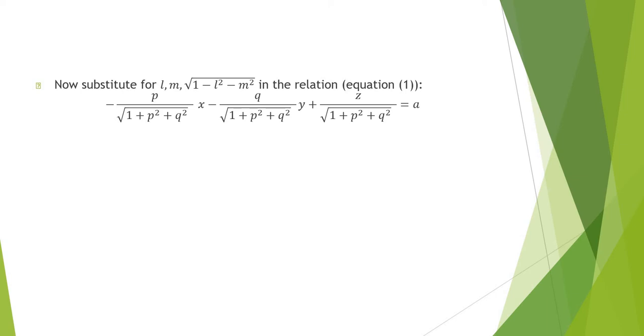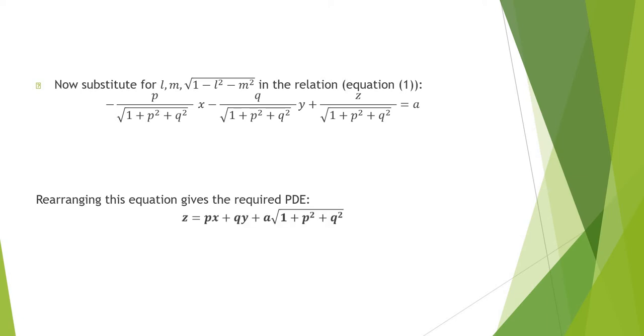Now it's just a matter of rearranging the terms in this equation and we'll get the PDE we want. Z equal to Px plus Qy plus A times square root of 1 plus P square plus Q square. This is the PDE satisfied by all planes at distance A from the origin.